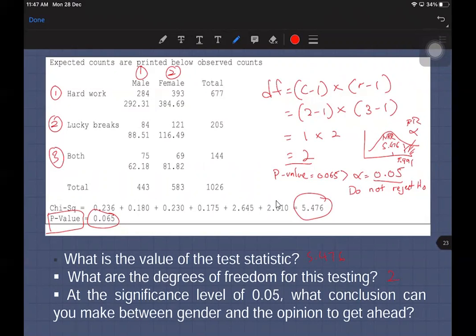The two variables have no significant relationship between them. Meaning to say, gender and opinion to get ahead have no relationship. Tak berkaitan.